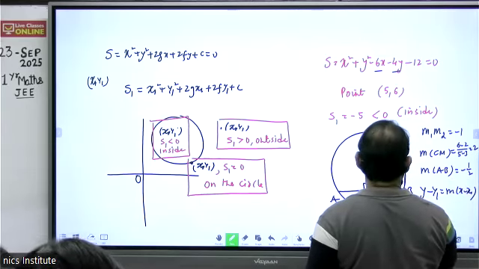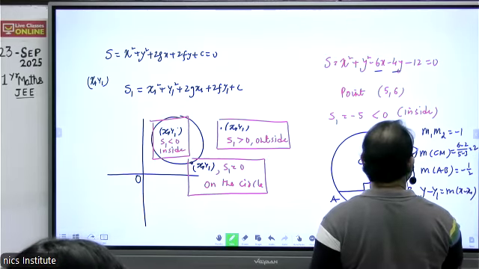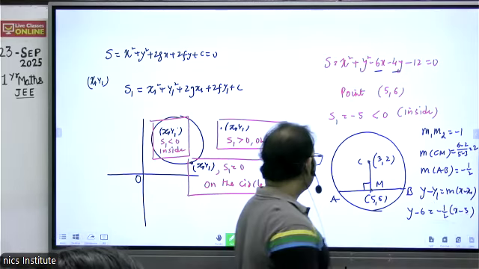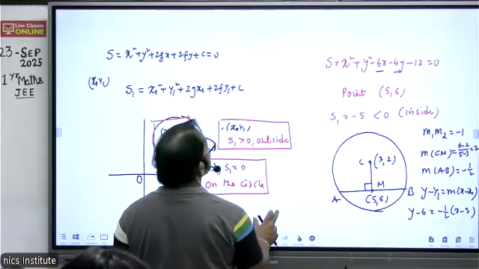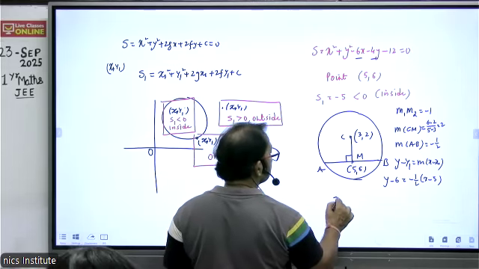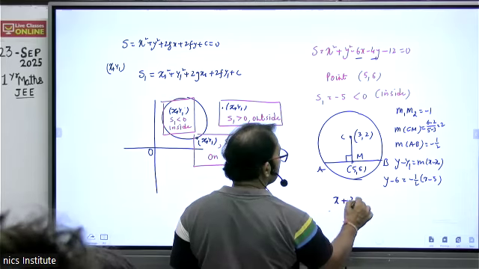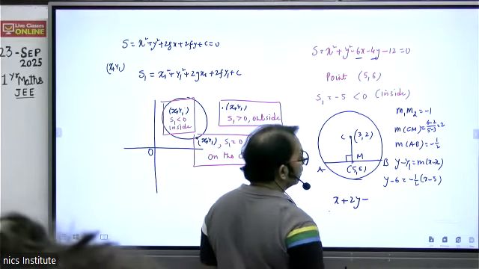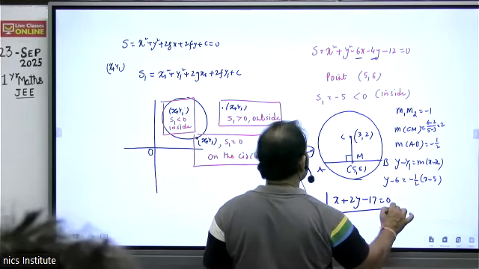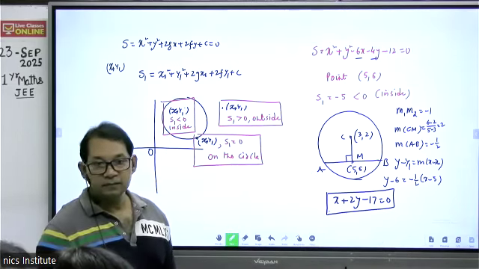y माइनस, इट पासिस थ्रू 5,6, ए बी पासिस 5,6, y - 6 इज इक्वल टू -1/2 (x - 5). क्या रहा सॉल्व करके? x + 2y होगा, माइनस, दैट इज द इक्वेशन टू द chord whose midpoint has been given.